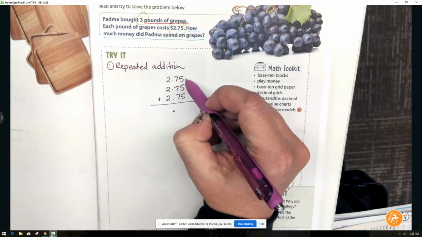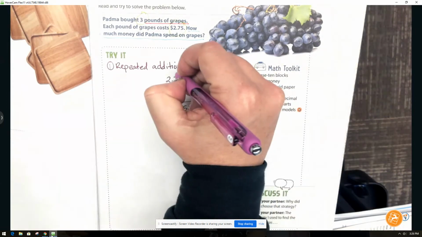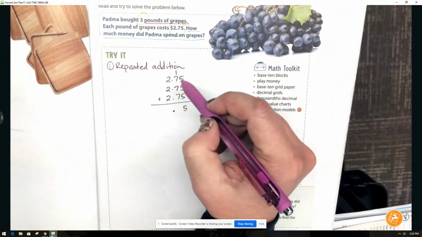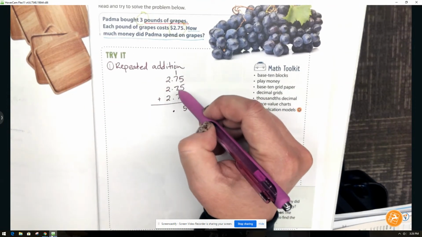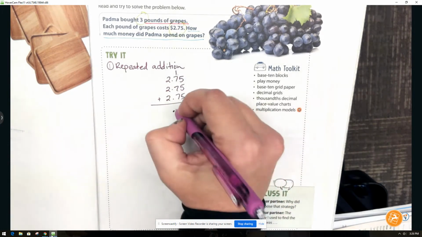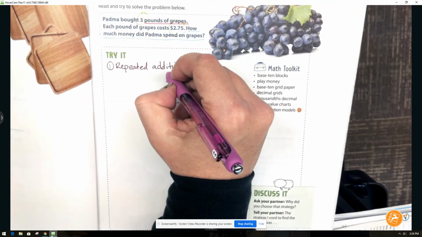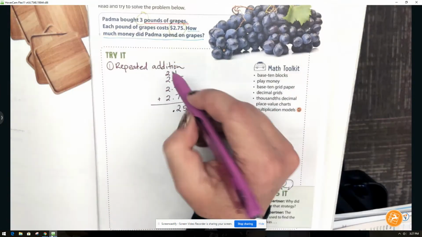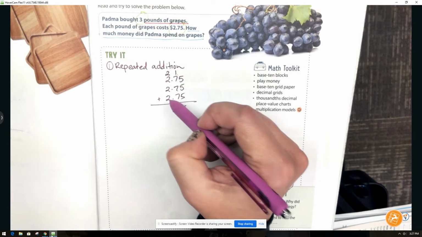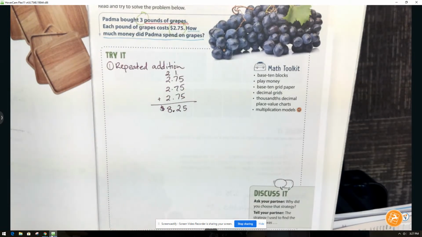5 hundredths plus 5 hundredths plus 5 hundredths is 15 hundredths, which I regroup and add 1 tenth up to the top. 7 plus 7 plus 7 is 21, plus 1 tenth is 22 tenths. I put 2 tenths there and I regroup 20 of those tenths to add 2 more up here, and then 2, 4, 6, 8. So Padma spent $8.25 on grapes. So that's one strategy that you could have done.